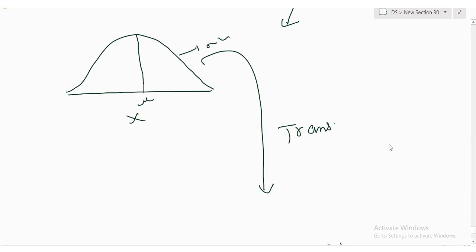No need to write anything. Transformation. What is this transformation process called? Standardization. You guys understood what I've done, guys? You guys understood what I've done?